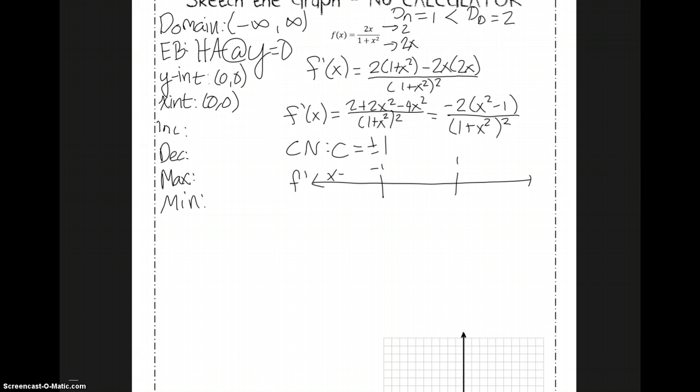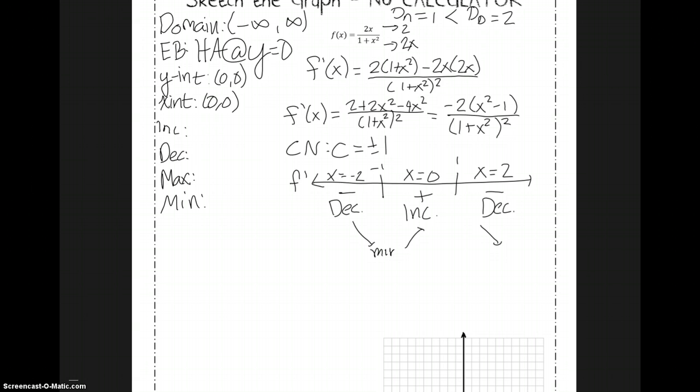Let's test x equals negative 2. Our denominator is always going to be positive, so we're really just mindful of the numerator. If I plug in negative 2, x squared minus 1 would give me 3, but I'm multiplying that by negative 2, so I get negative. So this part is decreasing. Then let's try x equals 0, and if I plug that in, I end up with a negative times a negative, which is positive, so increasing. Then let's try x equals 2, and again that's going to be negative, so decreasing. So decreasing to increasing to decreasing.